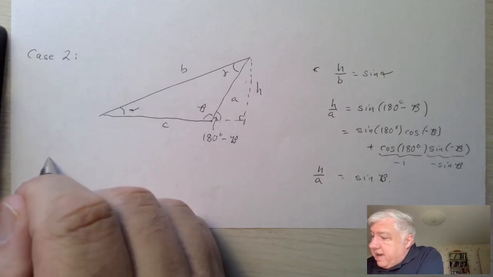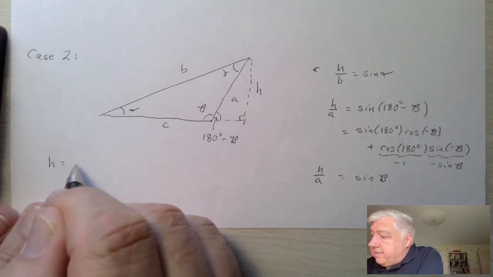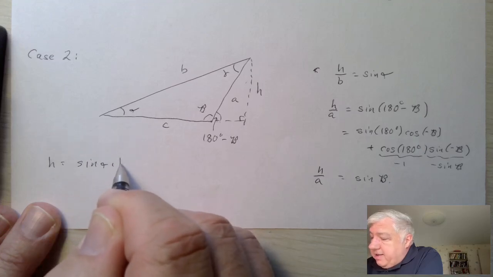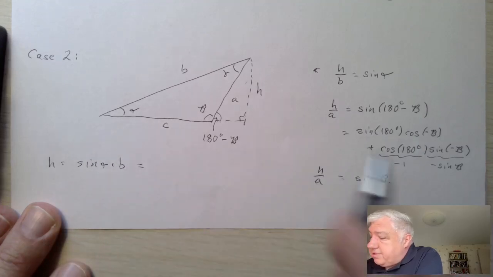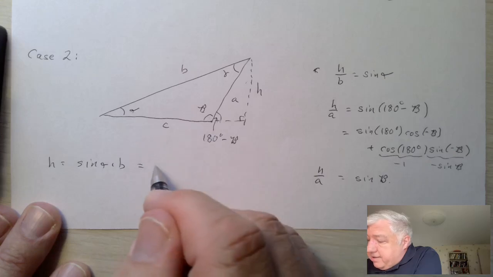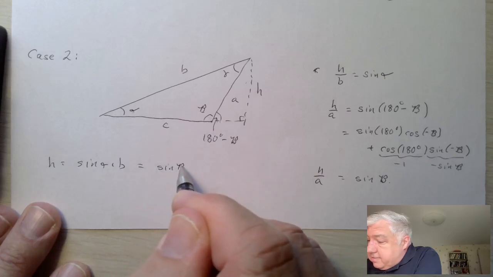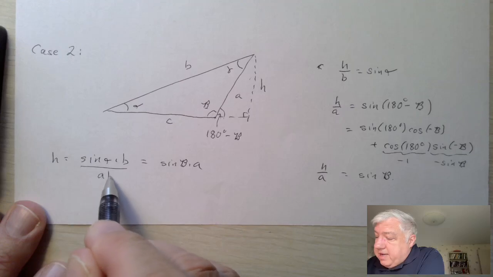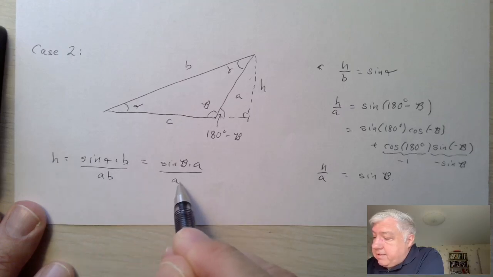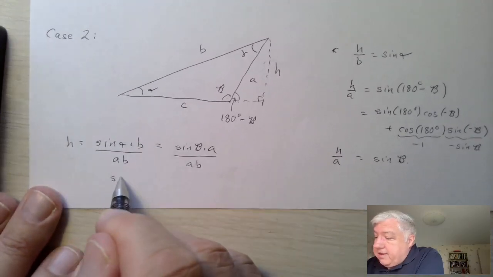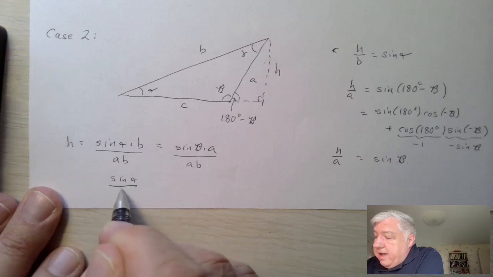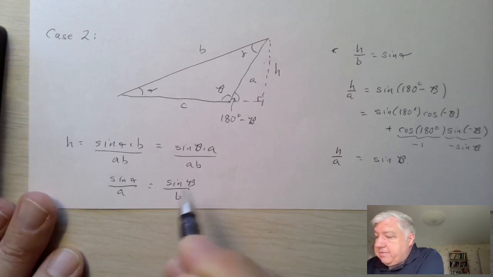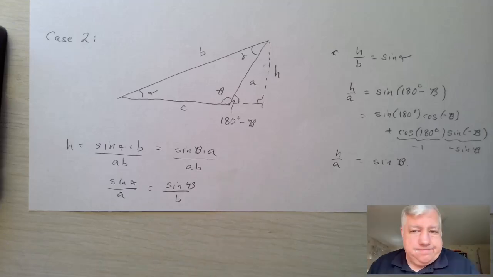So once again, we have H is going to be the sine of alpha times B, but it's also going to be equal to the sine of beta times A. Then divide both sides by AB again, and we get the sine of alpha over A equals the sine of beta over B. Okay, so that's how we got that.